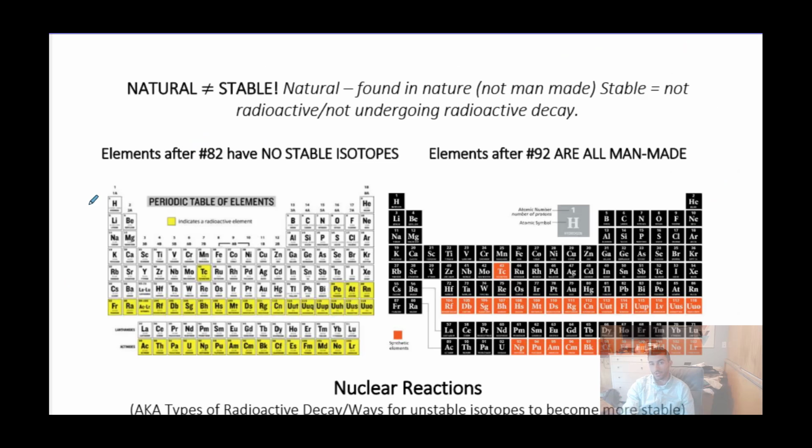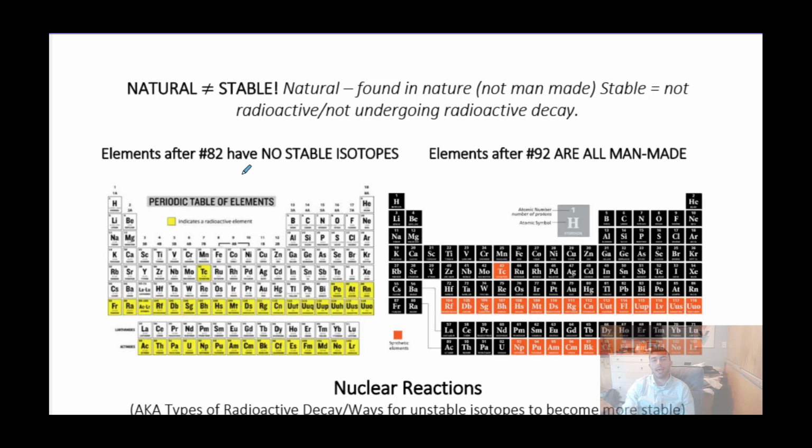This led us into a discussion on the difference between natural versus stable. Just because we're saying an isotope is natural does not mean it's stable. Natural means it's found in nature, meaning I can go out and find it somewhere. It's not man-made in the lab. Stable means that it's not radioactive or undergoing decay, meaning that it's satisfied by its ratio of protons to neutrons that it currently has.